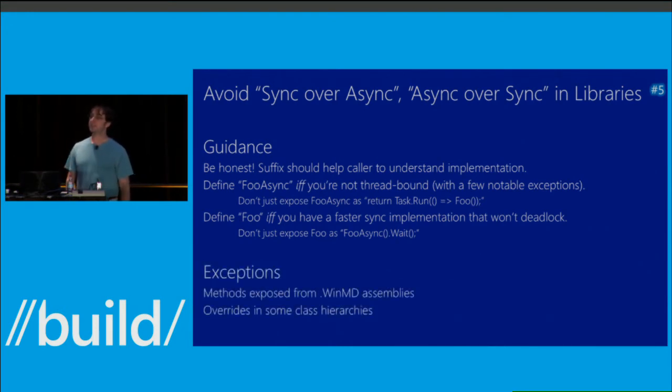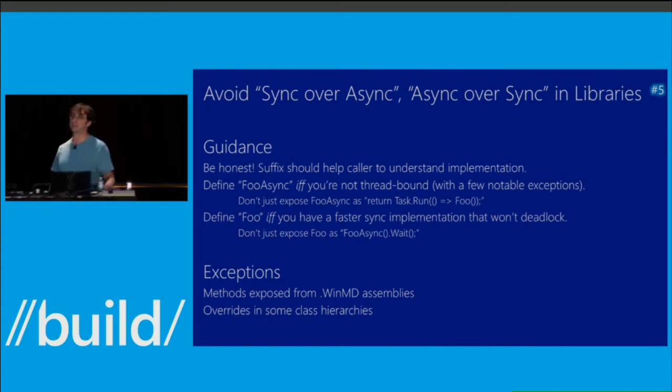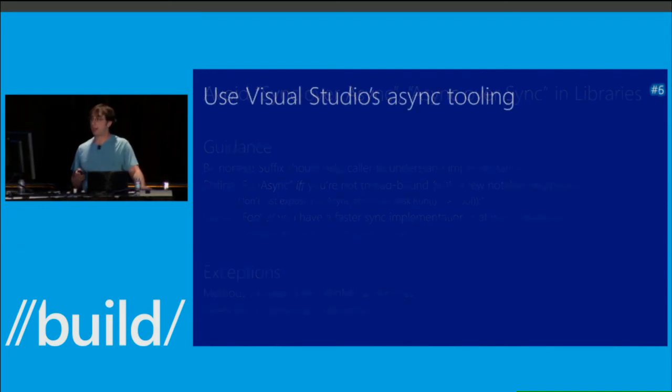There are a few exceptions to this. One has to do with implementing a WinRT library, a WinMD. Because JavaScript doesn't have a method of doing the offloading on its own, you might actually want to expose an async over sync. And if you're dealing with some class hierarchy like with stream, you might also run into this case. All right, I want to get to one more thing.